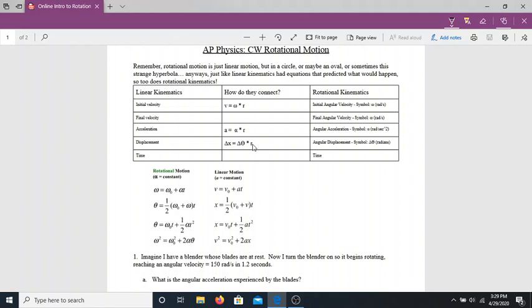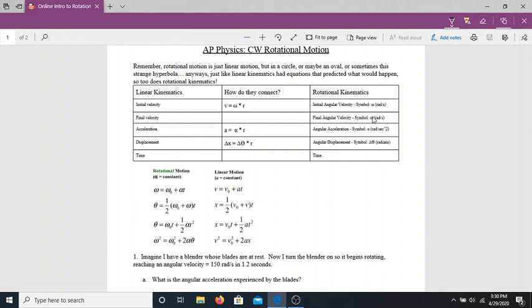Now in rotational kinematics, which remember are just for things that are turning, rotating, orbiting, they're all involving some sort of rotation. The variables are exactly the same, except you just put the word angular in front of them. So instead of initial velocity, it's initial angular velocity, which is how fast the object is spinning. Final velocity, final angular velocity. The symbol for angular velocity is an omega, that little curly W here, and usually we measure it in radians per second.